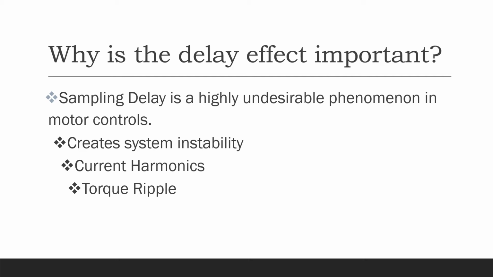So why is the delay effect important? Why do we care? Well, sampling delay is a very, very undesirable phenomenon in motor controls. It causes a lot of system instability, such as current harmonics, and that leads to torque ripple. So essentially what that means is your torque becomes unstable, and thus your speed could become unstable, and the system just won't work properly, won't work how you expect, and that is very obviously undesirable.